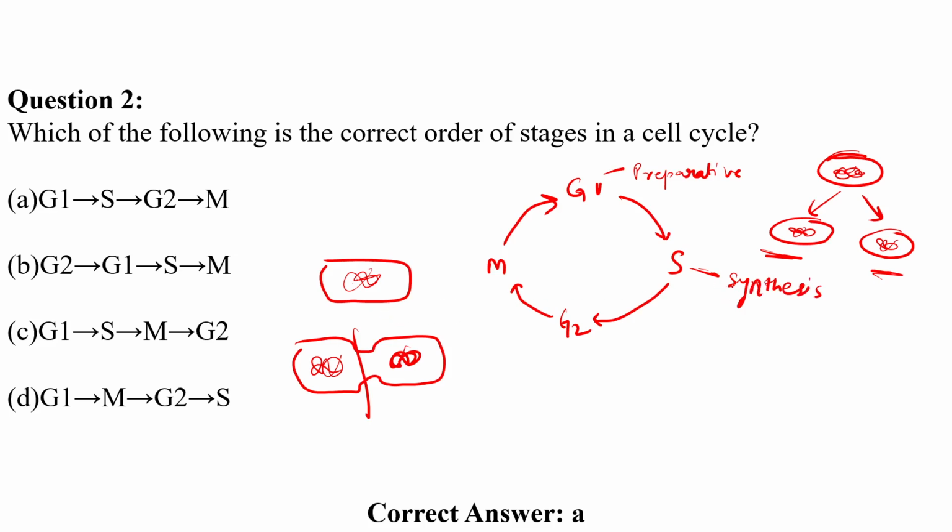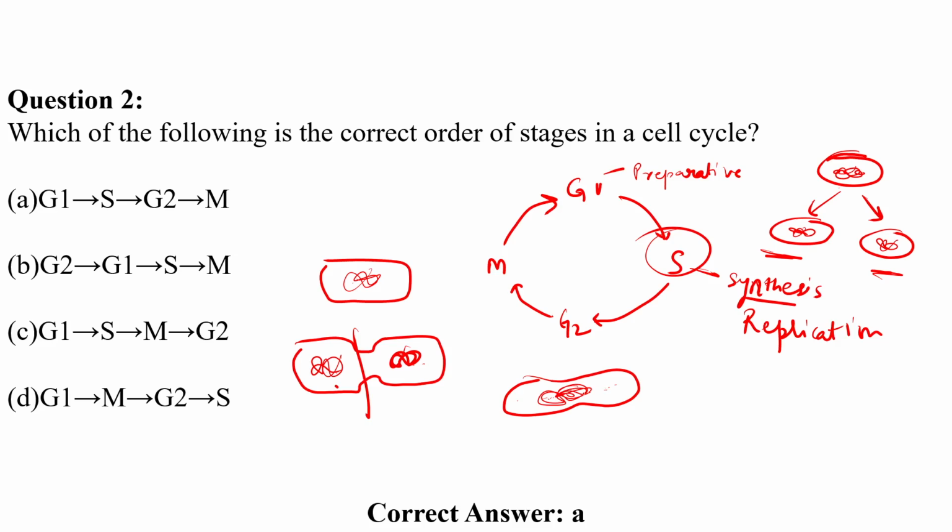What has to be synthesized here? We need two sets of DNA. Okay, so now the cell has expanded, but still it has only one copy of DNA. So it needs to have two different copies of DNA, right? So these two copies of DNA will be synthesized in the S phase. Okay, this is the synthesis phase. So basically what will happen? Replication of DNA will happen.